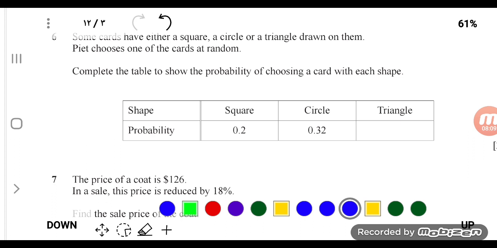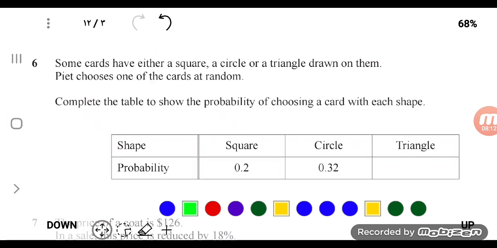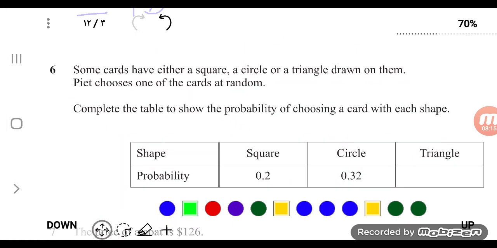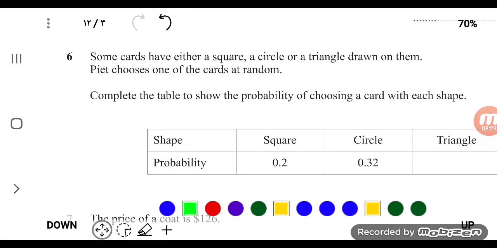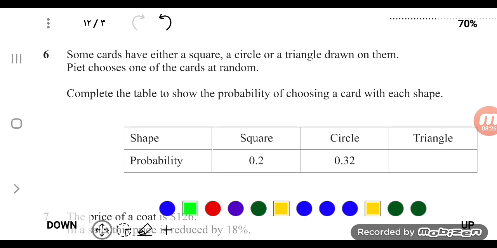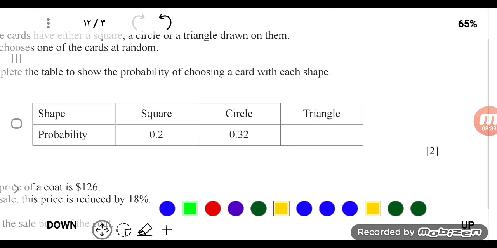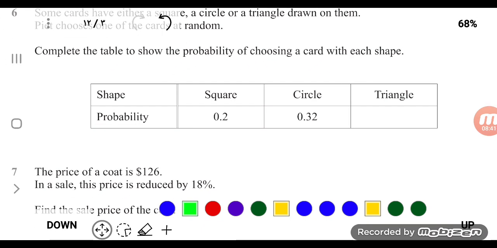Okay. In this question, some cards have either a square or circle or triangle drawn on them. Pite chooses one of the cards at random. Complete the table to show the probability of choosing a card with each shape. So this is a probability question. We know the total probability is 1. So we have to subtract here. You add all the probabilities, then you subtract: 1 minus all the probabilities.